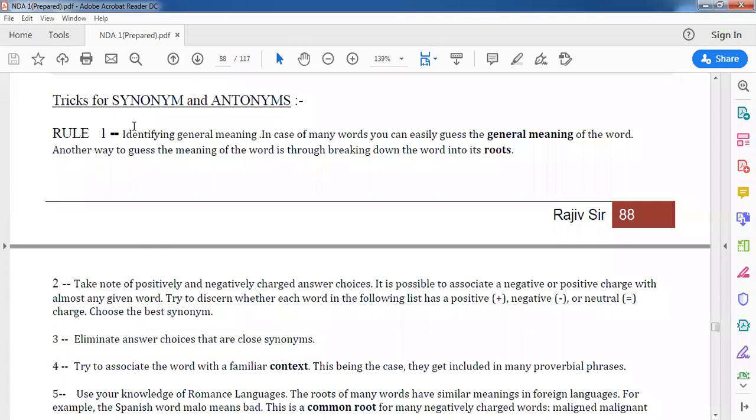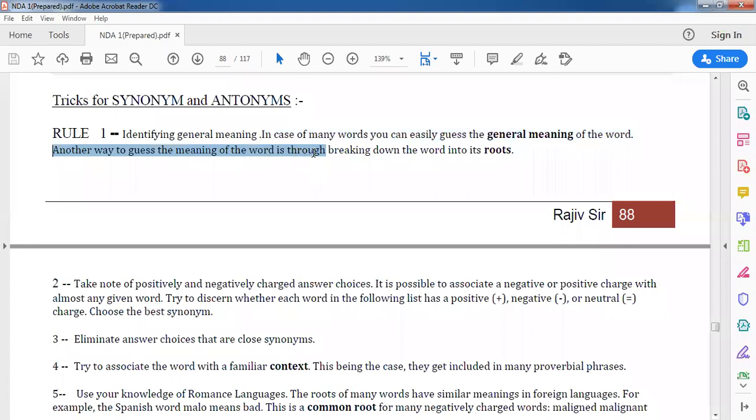So there are certain tricks and certain rules for identifying them. So what are the rules or tricks? Trick number one or rule number one, identifying general meaning. So what we need to do is we identify the general meaning of that particular word. In case of many words, we can easily guess the general meaning of the word. If there is a series of words, like a sentence is given, then tracing out the meaning out of that sentence is very, very easy.